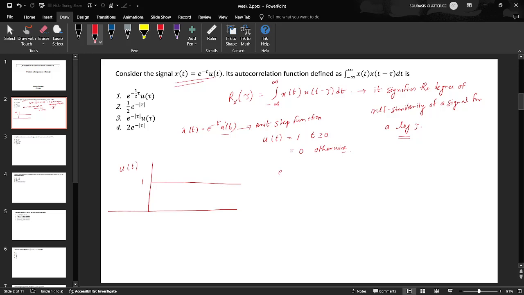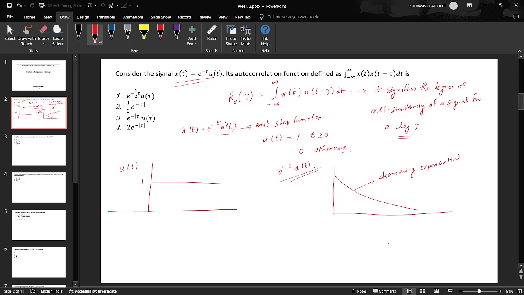So e to the power minus t times u(t) is pretty straightforward. Its representation is going to be as follows. Anyway, we need not care about the negative axis because u(t) is 0 there, so the only thing you care about is here, and this is an exponential. More importantly, it is a decreasing exponential. So this is what e to the power minus t u(t) is.